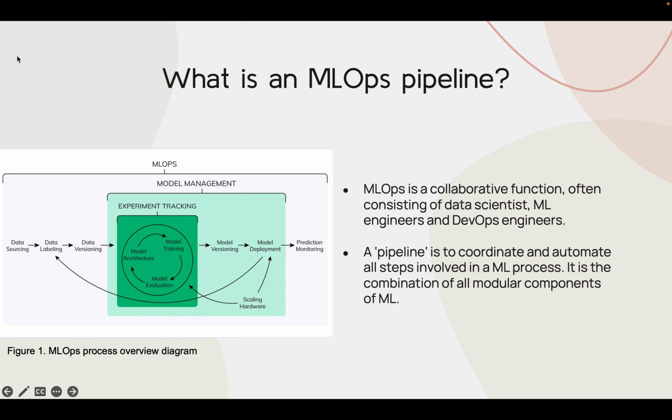So first of all, I'll start by introducing MLOps pipeline. What is MLOps? MLOps is a collaborative function often consisting of data scientists, machine learning engineers, and DevOps engineers. The pipeline is a very general term, but overall, the majority of the literature use the term pipeline or machine learning operations pipeline to indicate the coordination and automation of all steps involved in a machine learning process. As you can imagine, these steps include data preparation and validation, model training, testing, deployment, and so on.